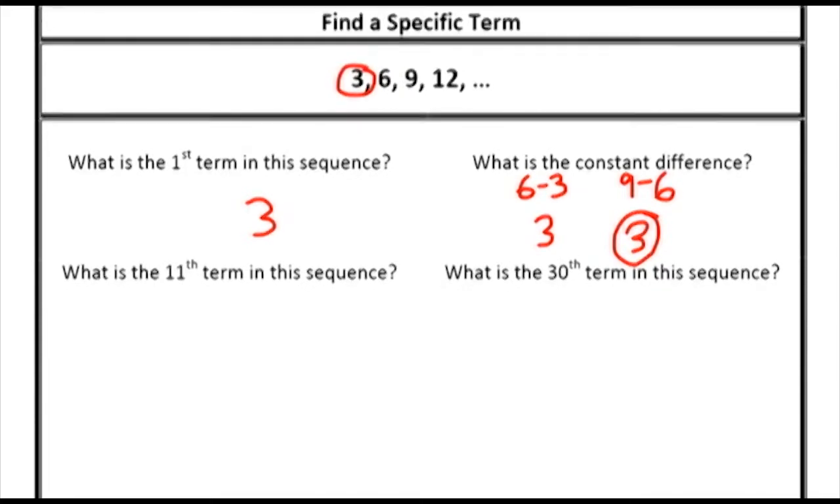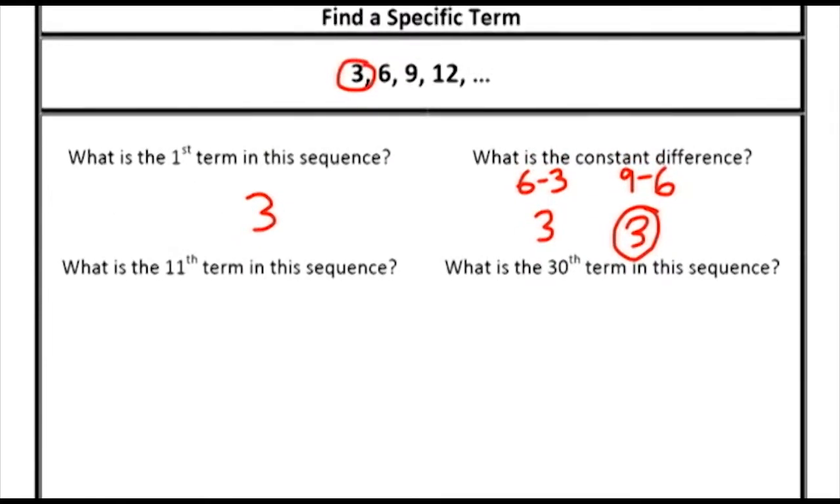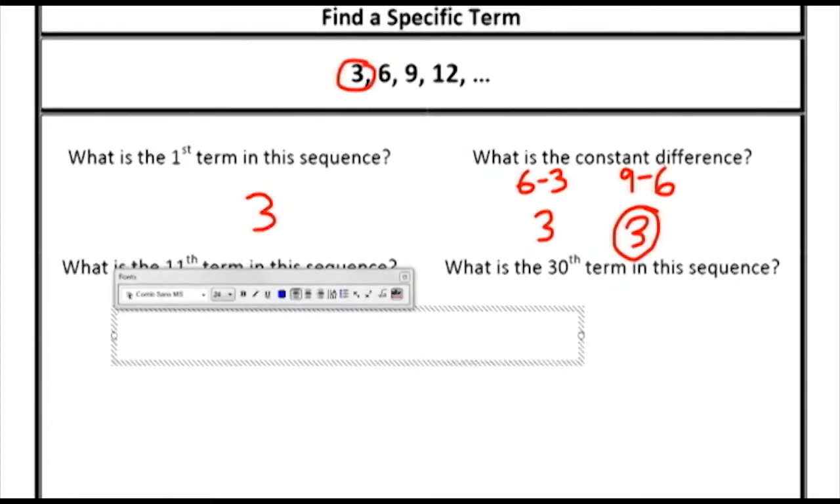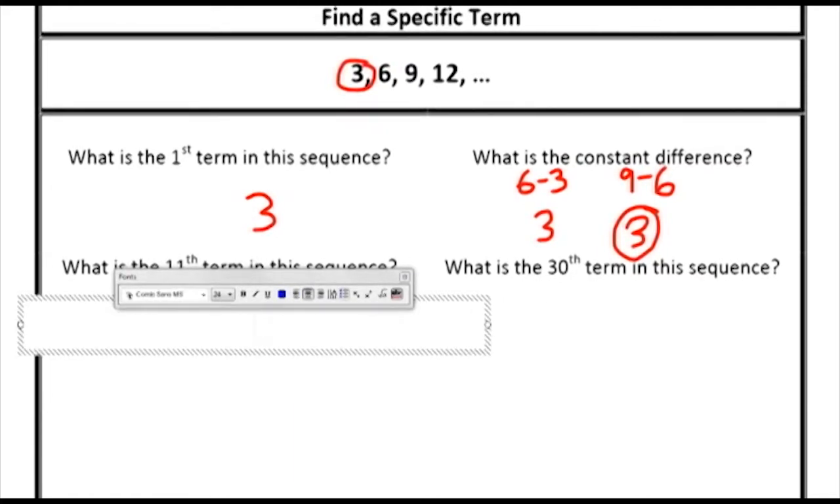Now I need to set things up. I need to make sure I'm setting up my equation correctly. Whenever you're dealing with a formula or an equation, always start by writing it out. Write out the general form. So in this case, we have a plus bracket, parentheses, n minus 1, parentheses, times constant difference.